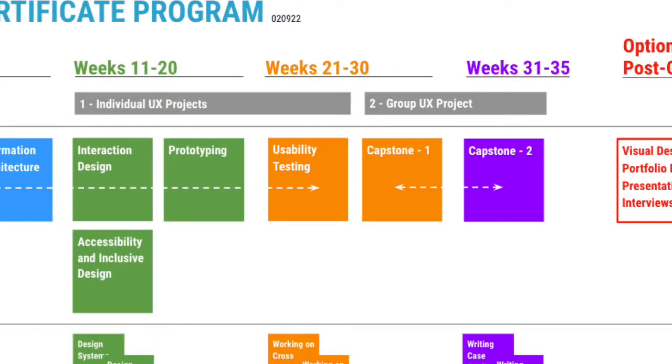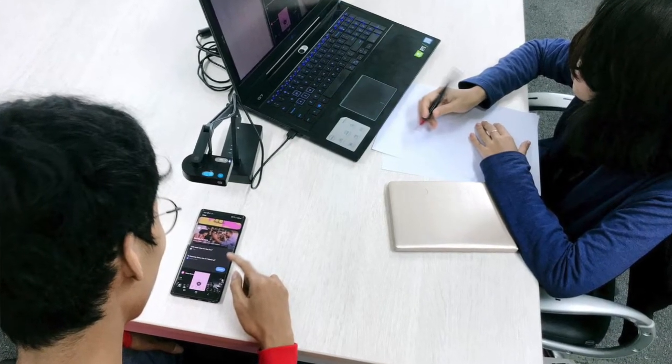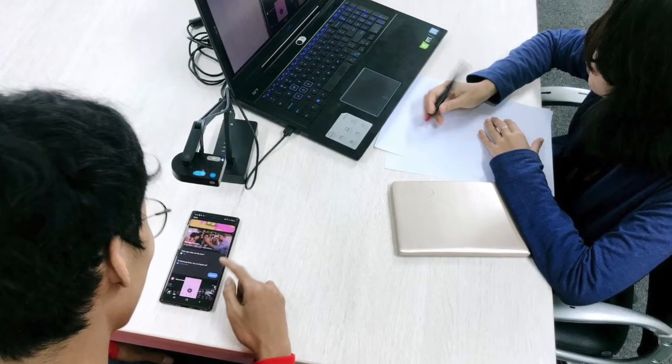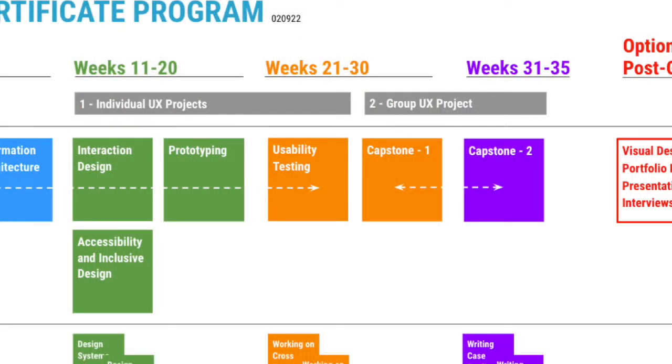Now let's look at weeks 21 through 30. The first class you'll take here is usability testing. And in this class you'll take the prototype you developed in the previous class, and you can bring in actual users and ask them to try some different tasks. So they will be running your prototype off a phone, a tablet, or a desktop computer, and you can measure things like time to completion. After usability testing comes Capstone.